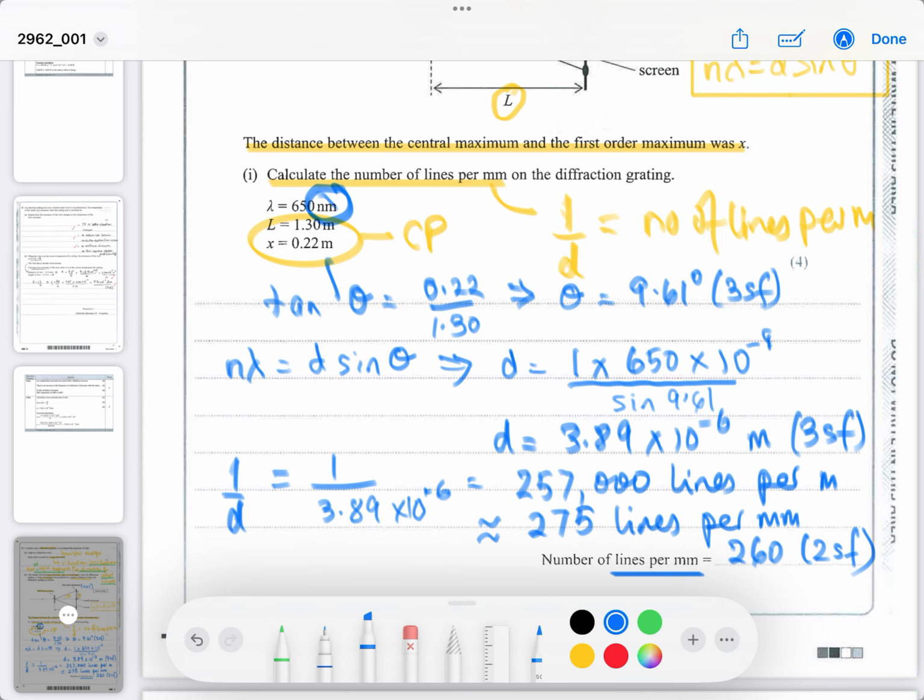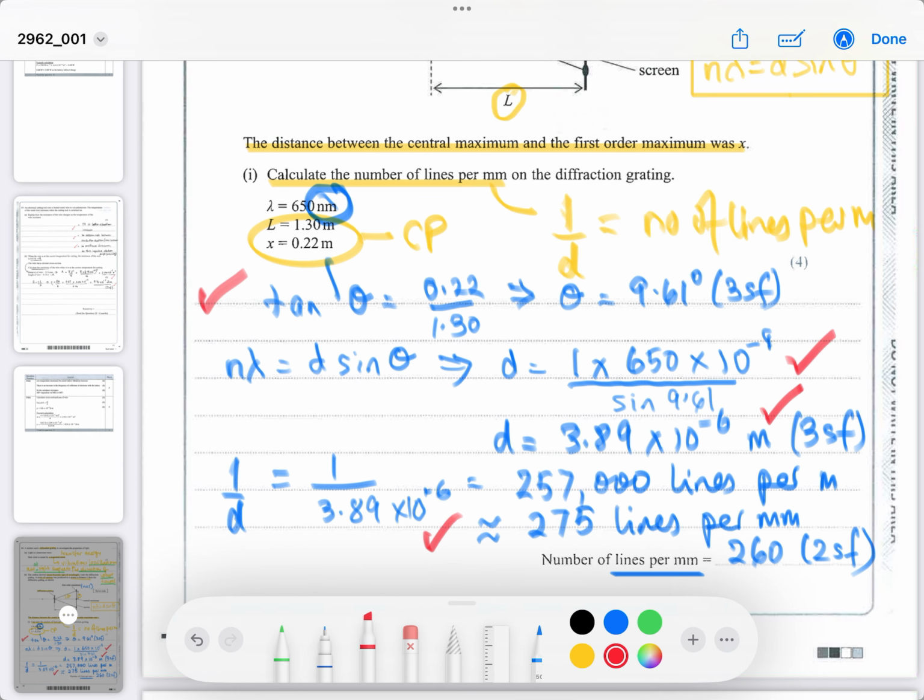Hope that makes sense. So you're going to get marks for tan theta, presumably. You're going to get a mark for using n lambda equals d sine theta, so the numbers in. 1 for working out the answer, 1 for inversing it and rounding it up.